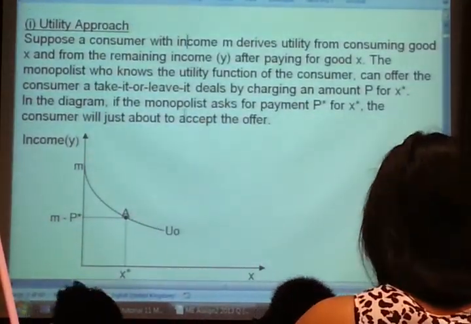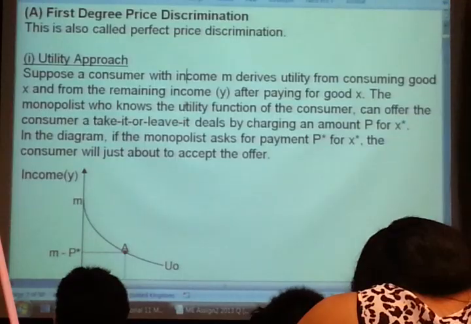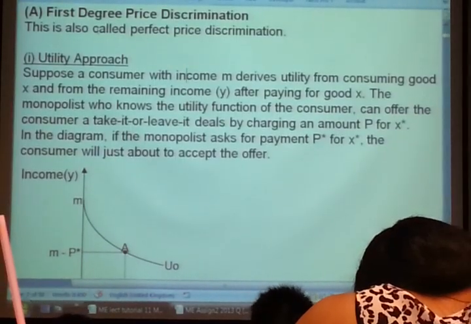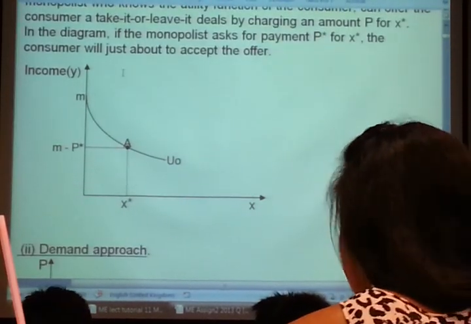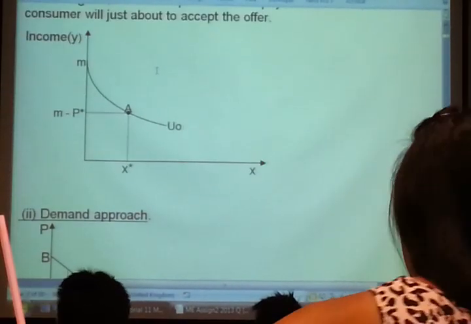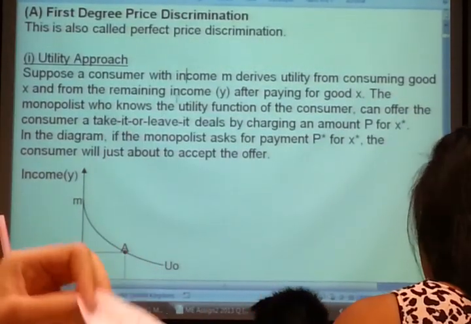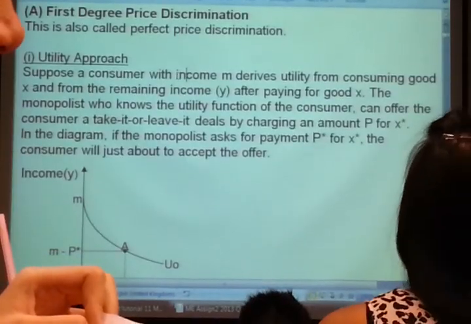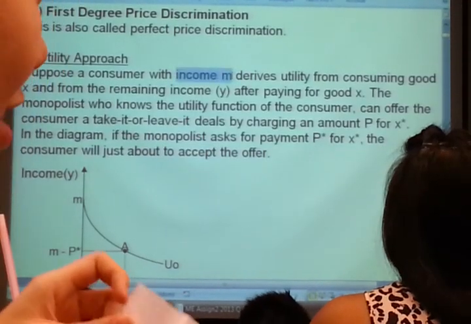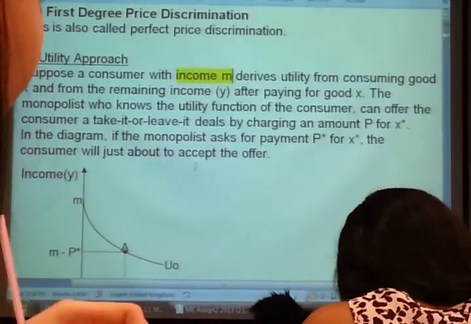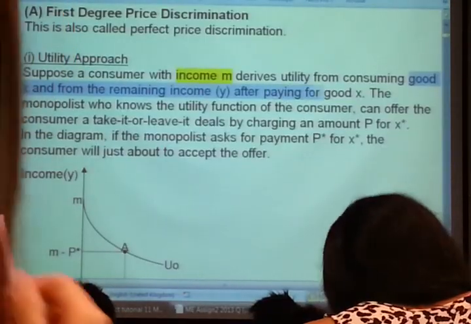Now, we can use a utility approach to see how to do first degree price discrimination. Let's define a few things. Suppose your income is M. If your income is M dollars, you derive utility from consuming X, and also from remaining income.